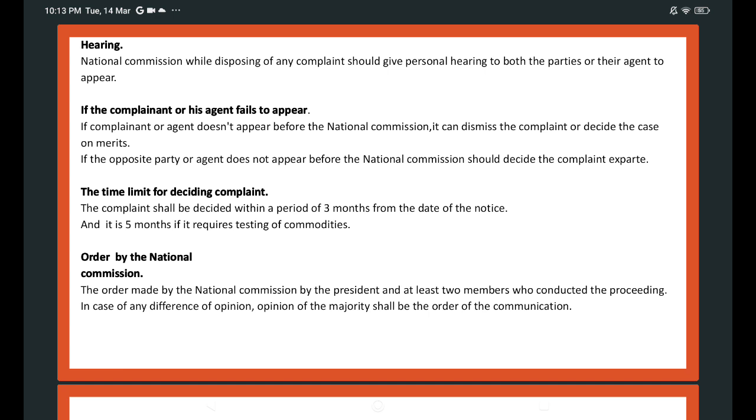The complaint should be decided within 3 months from the date of the notice. If testing of commodities is required or lab test is required, 5 months time is given. The National Commission will issue orders. Orders should be signed by at least 2 members who conduct the proceedings. In case of difference of opinion, the majority shall be the order.